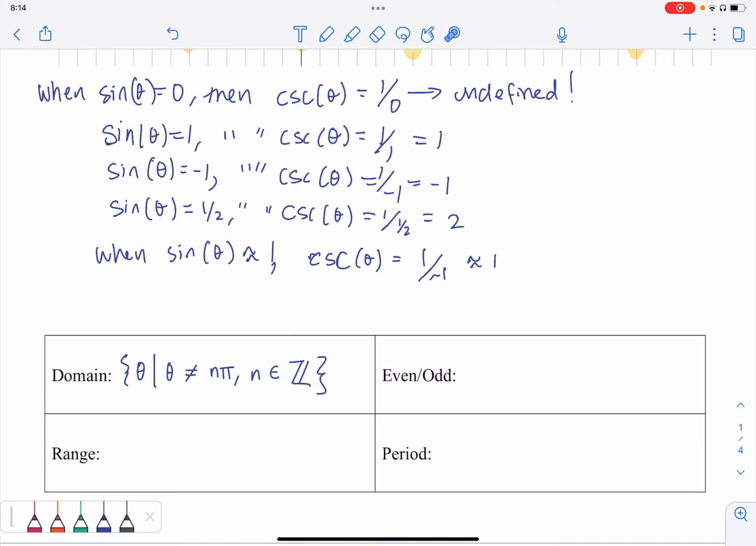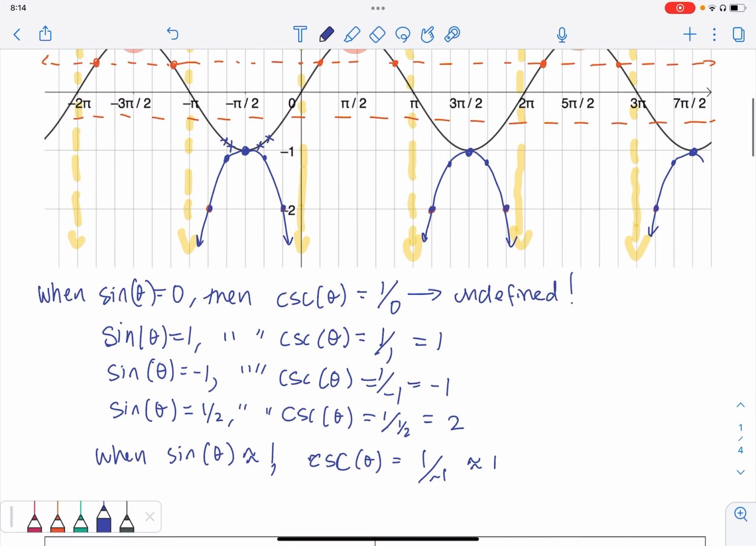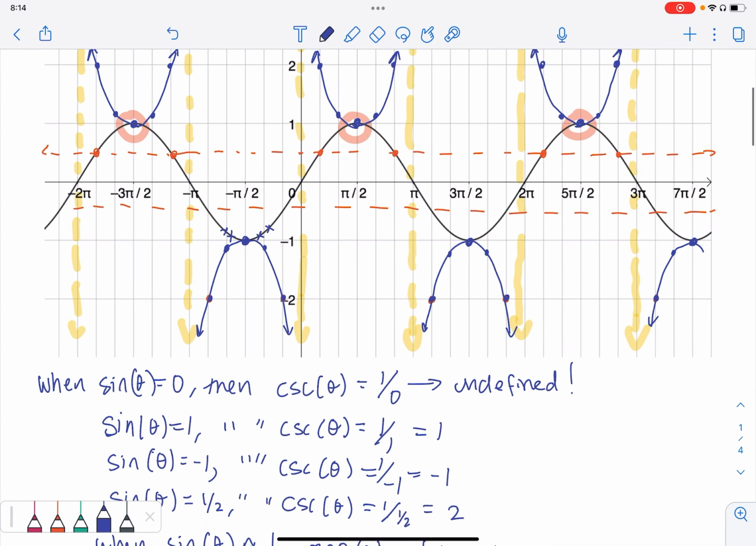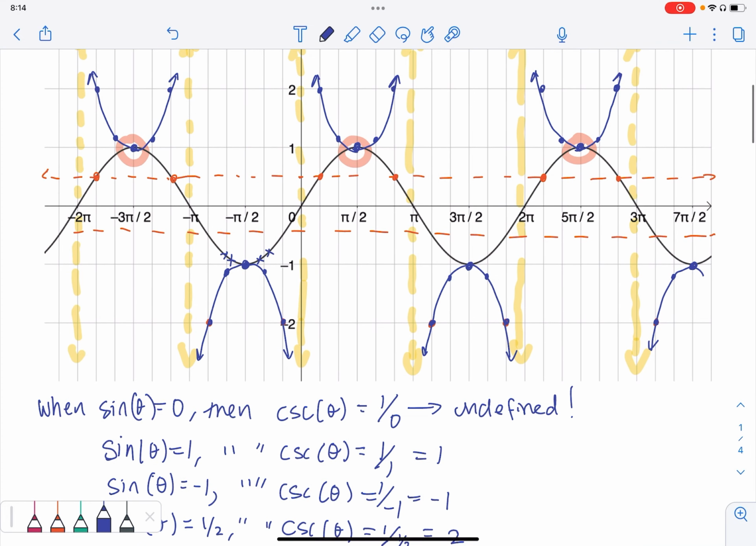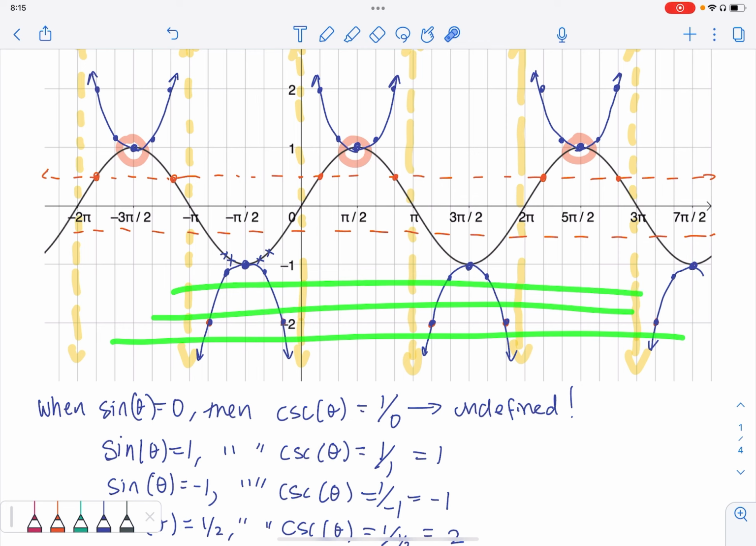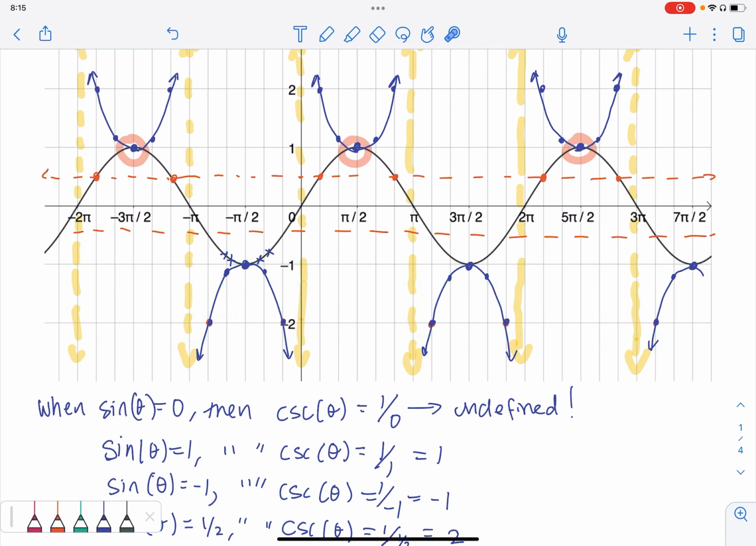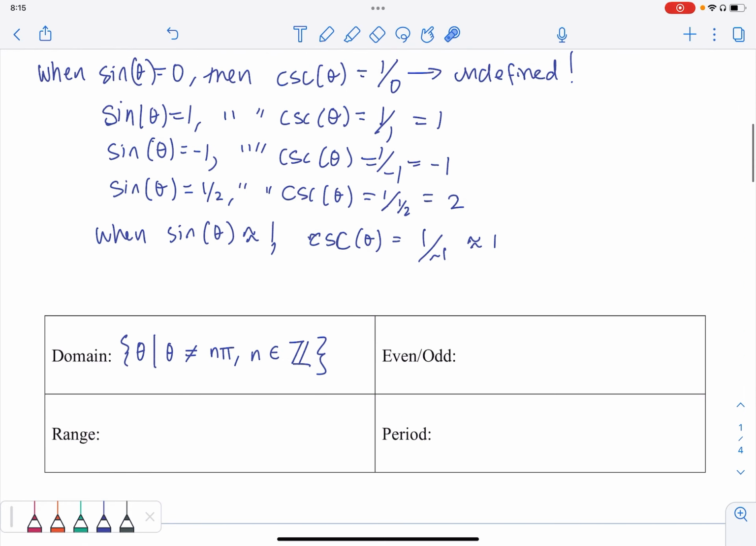Okay, what about the range? Well, when I look at it here, the cosecant graph is really only the blue, so none of the sine is allowed. I have the cosecant graph down here, but it stops at negative 1, it can't go past that, and then it begins again at 1 and goes above that. So for the range, I'm going to write negative infinity to negative 1, stop there and include it, union, pick back up at 1 and continue on.